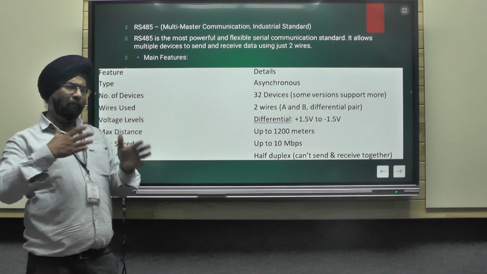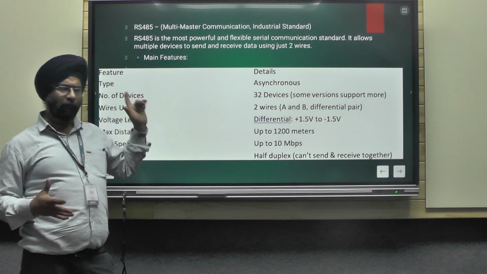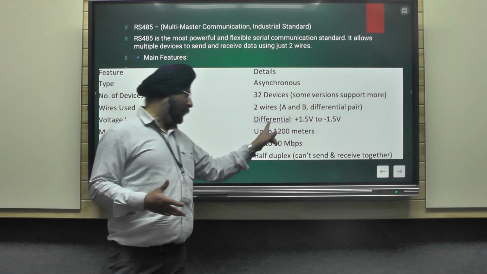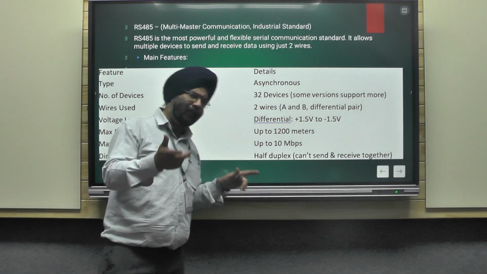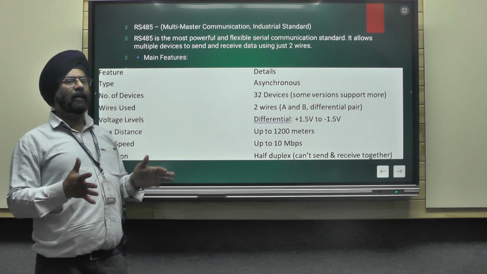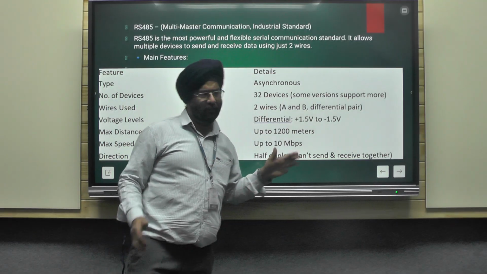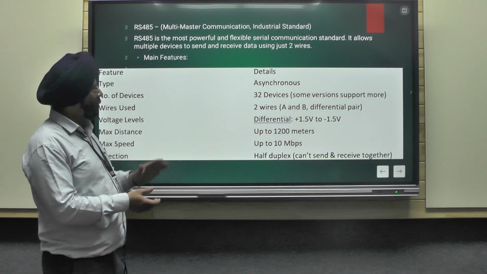It means if we are comparing speed wise, the first one is maximum 1 Mbps, the second one is up to 10 Mbps, and the third one is also 10. But I think the difference is here. At one time, one sender can connect with 32 devices. That is the plus point here.